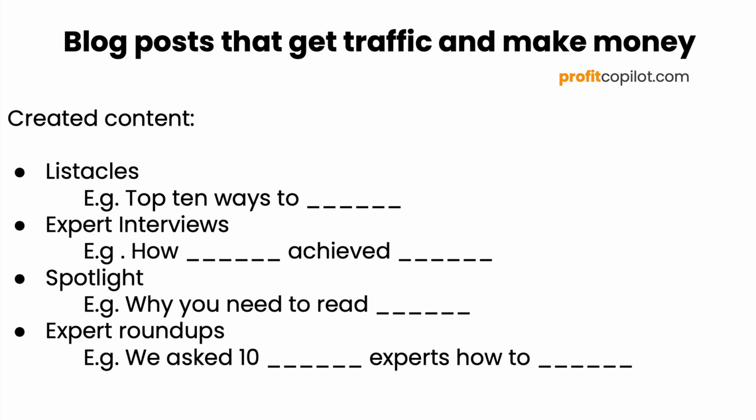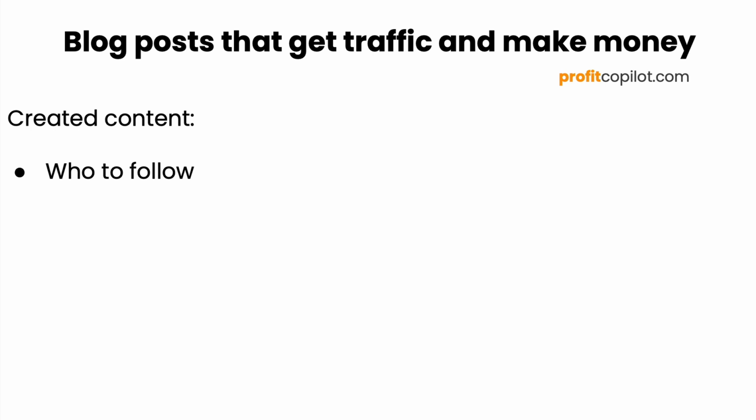So an example of that could be, we asked 10 marketing experts how to get more traffic, or we asked 10 personal trainers how to lose weight fast. So that's expert roundups. We also have who to follow. So this in itself can be a listicle. We use listicles right through, we use them repeatedly in different ways. So who to follow. So we can choose the best people in your niche and then give a reason why your audience should follow these people.